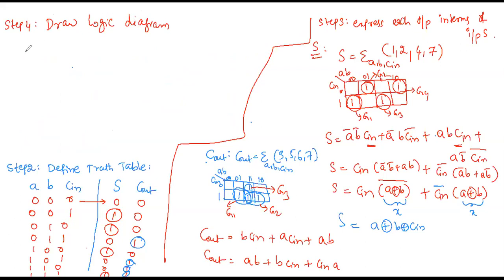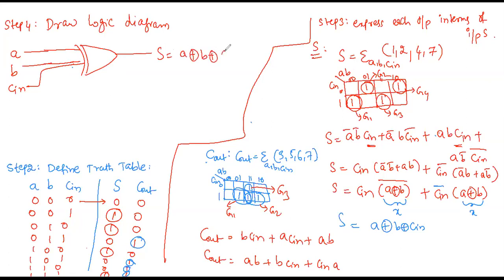Okay. Inputs are A, B, C. So S is equal to A XOR B XOR C. So connect all these three to an XOR gate. S is equal to A XOR B XOR C.